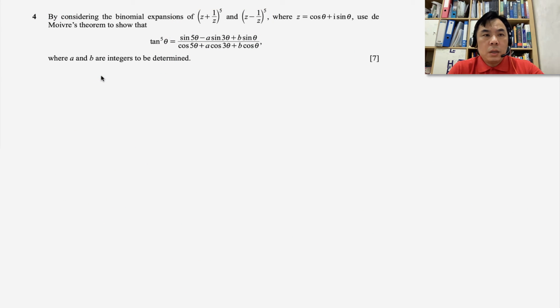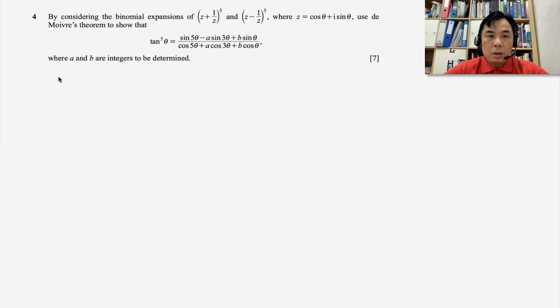All right, welcome back. These are the next sections in this past year paper, June 2021, paper 23 here. Now, by considering the binomial expansions for this particular expression, where z represents a complex number in the trigonometric form, we're going to use de Moivre's theorem to show that this particular expression that represents tan of phi is true, and a, b are integers to be determined from our derivative here.